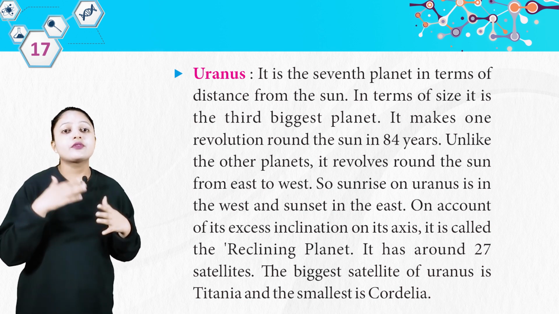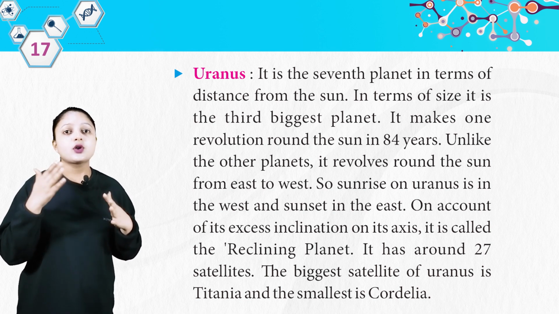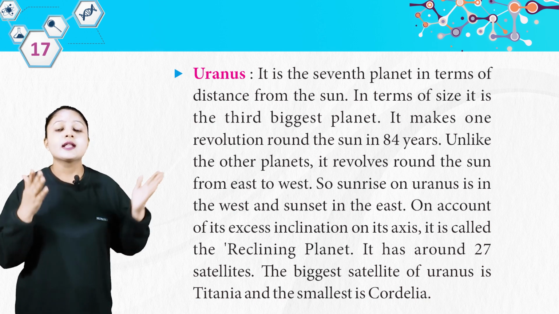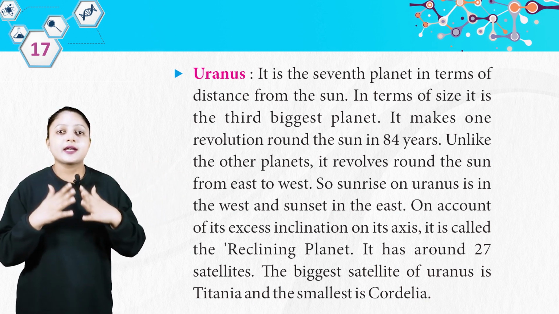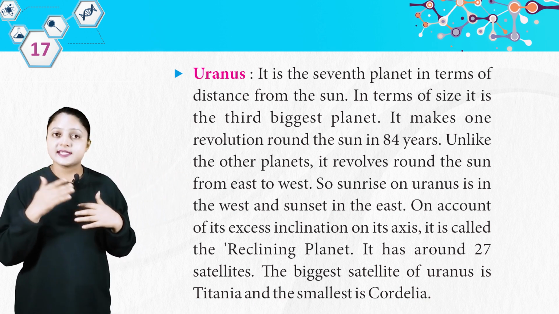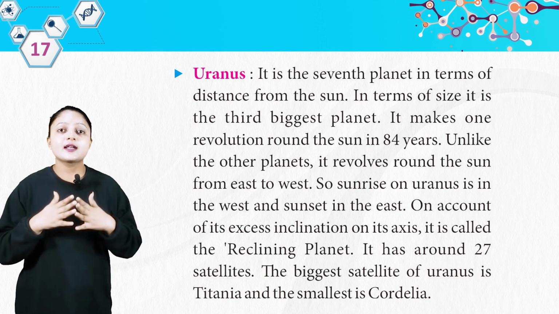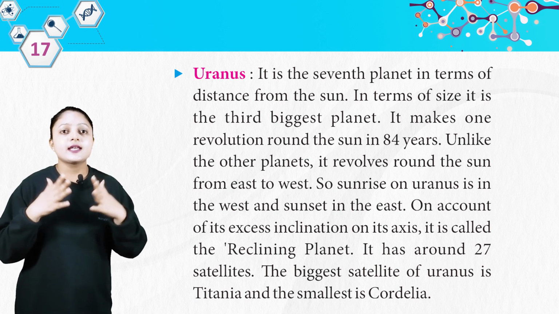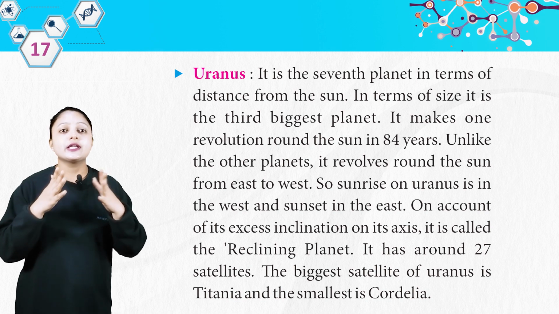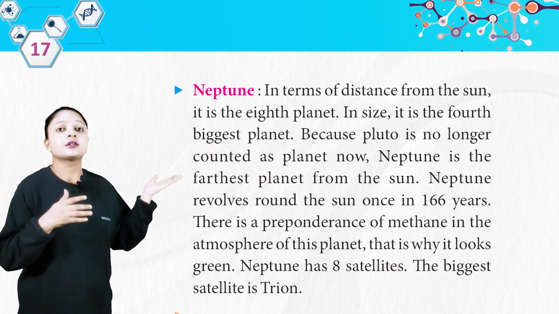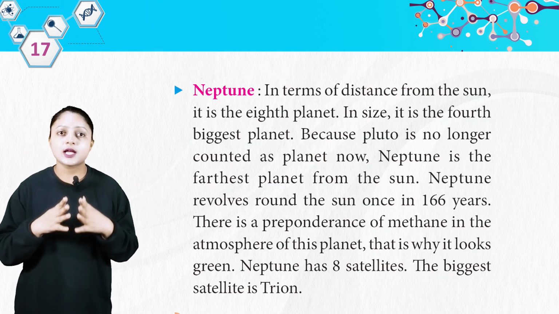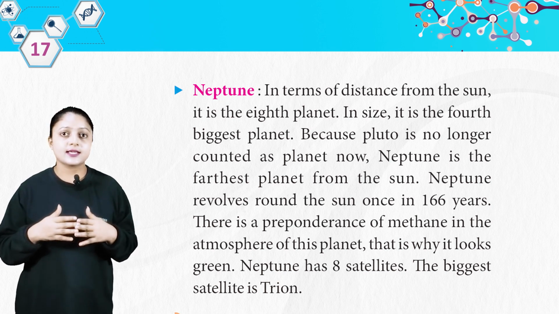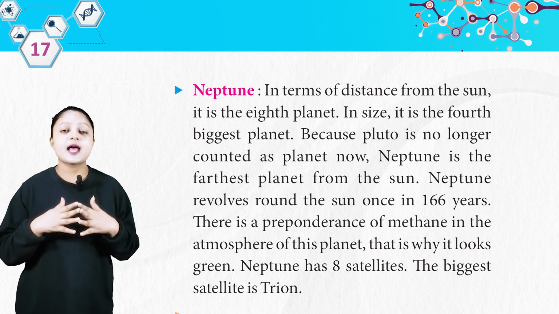On account of its axis inclination, it is called the reclining planet. It has around 27 satellites. The biggest satellite of Uranus is Titania and the smallest is Cordelia. Neptune. In terms of distance from the Sun, it is the eighth planet. In size, it is the fourth biggest planet.